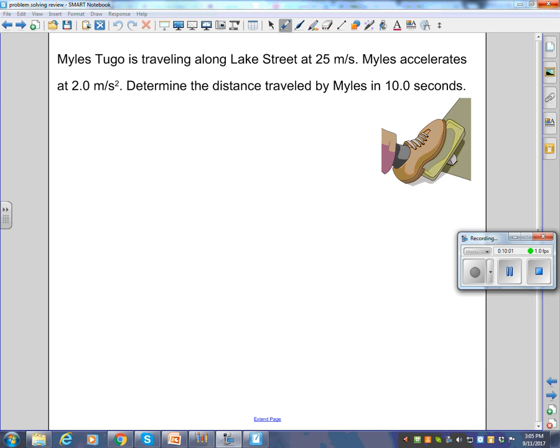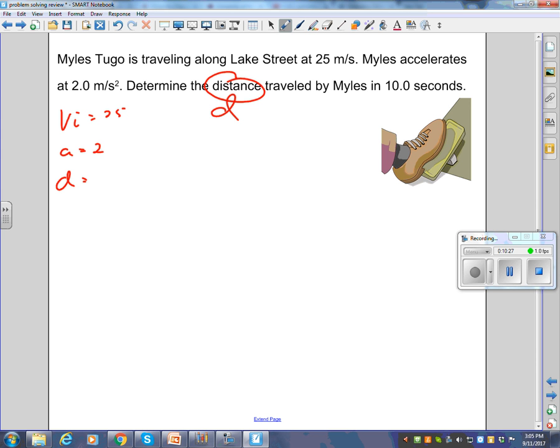We are solving for the distance. He's traveling along at 25, and then he accelerates. So that 25 is actually our initial velocity, because the velocity is changing, right? Miles accelerates at 2 meters per second squared, so A equals 2. You're solving for the displacement, and the time is 10 seconds. Okay, now the only formula that we have with a D in it.